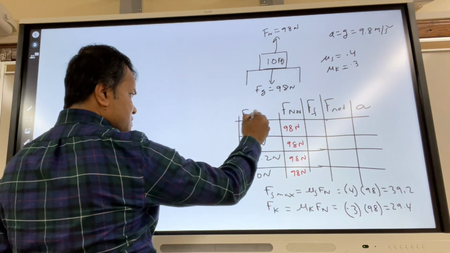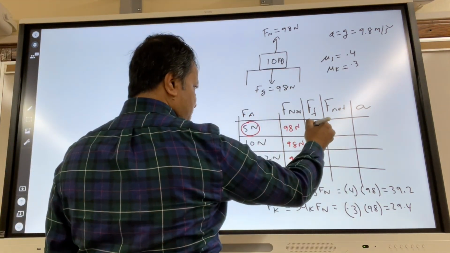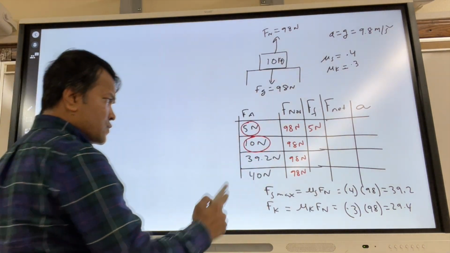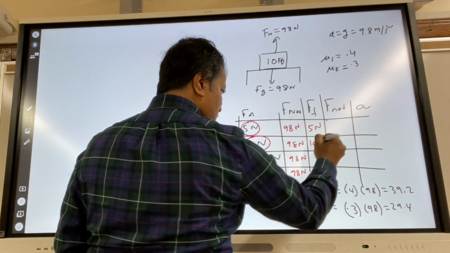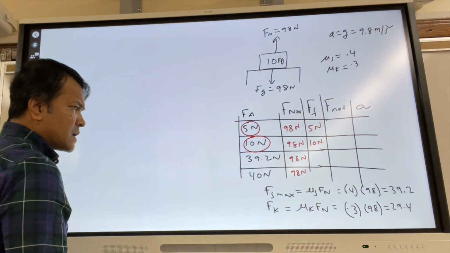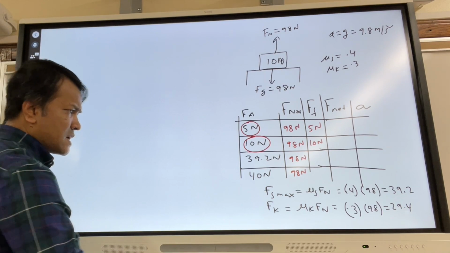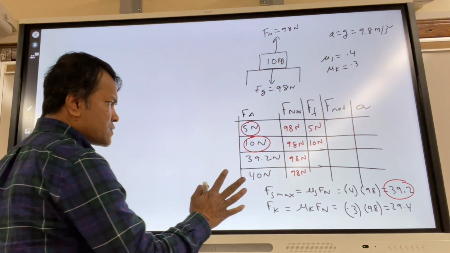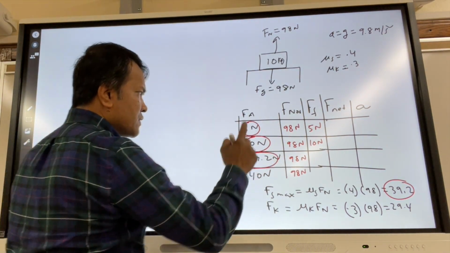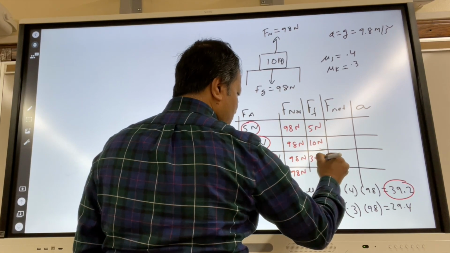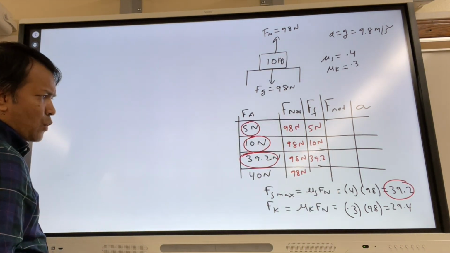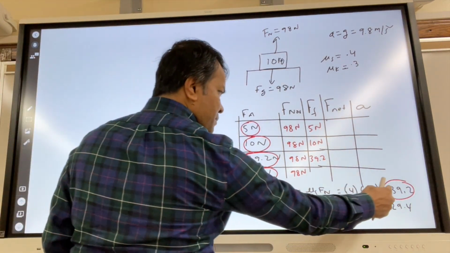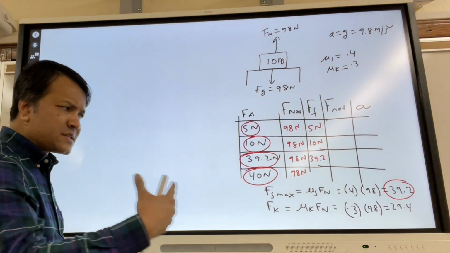Okay, force of friction. When applied force is 5 Newton, force of friction is 5 Newton. When applied force is 10 Newton, force of friction is 10 Newton, because 10 is less than 39.2. When applied force is 39.2, then force of friction is 39.2. When applied force is 40 Newton, 40 is more than 39.2, so the kinetic friction takes over.